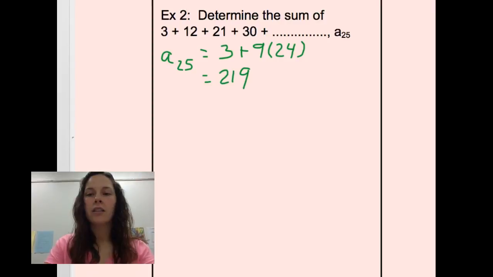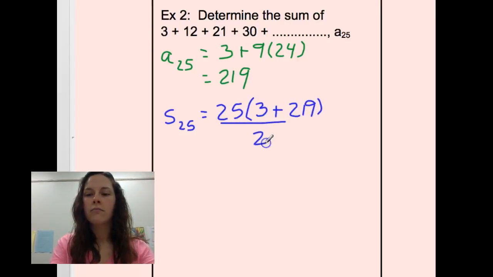Now we can find our sum. So we've got the sum of the first 25 terms equals the number of terms times the first term plus the last term, all over 2. And this time we have a sum of 2,775.